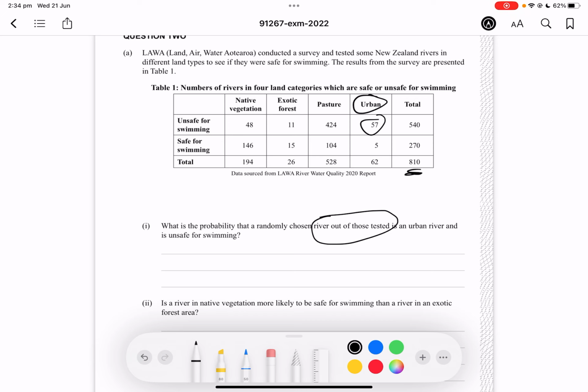And that would be equal to P = 57/810. And if you want to do it as a decimal, that would be 0.0704. And that's an achieved level question there.